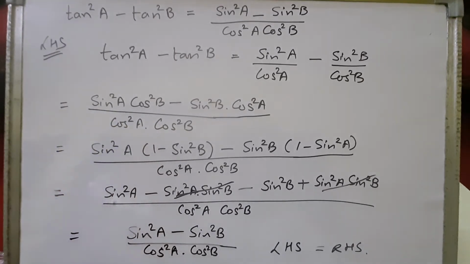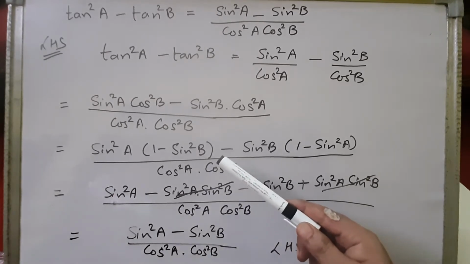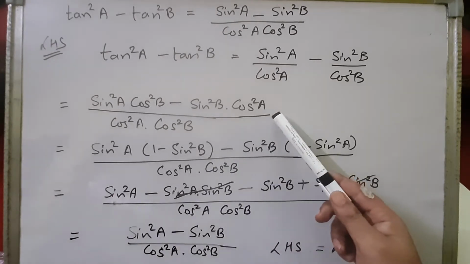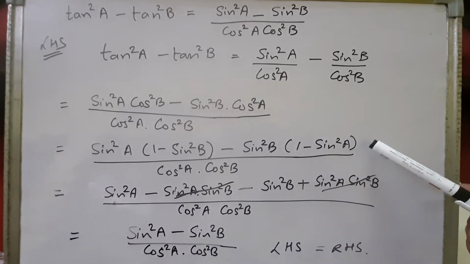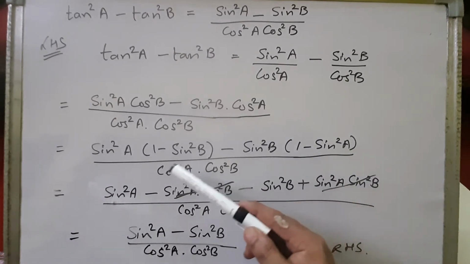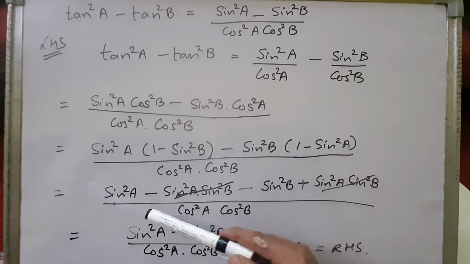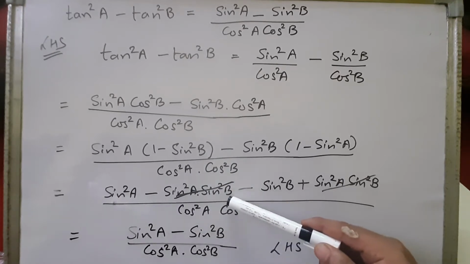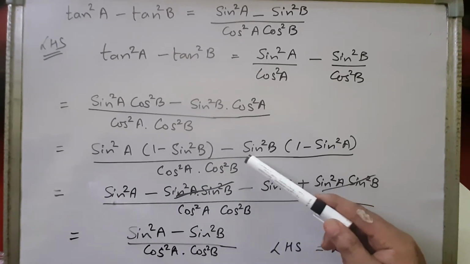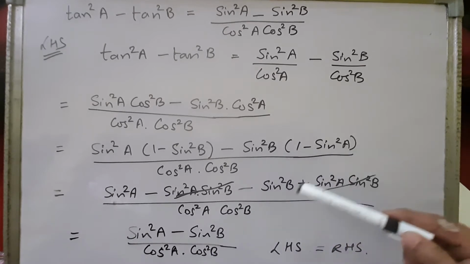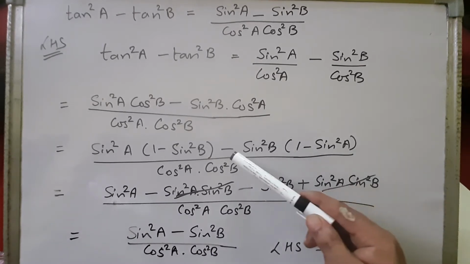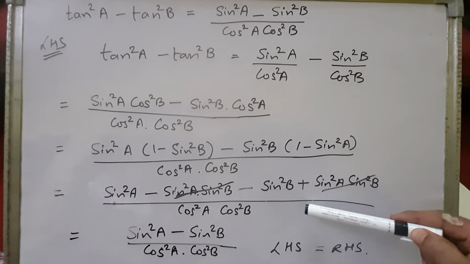Right, this is a relation between sin and cos. So cos square b can be written as 1 minus sin square b, and cos square a we can write as 1 minus sin square a. When we multiply sin square a in this bracket, we'll get sin square a minus sin square a into sin square b. When we multiply minus sin square b into this bracket, we'll get minus sin square b, and this minus will become plus. So then what we'll get?